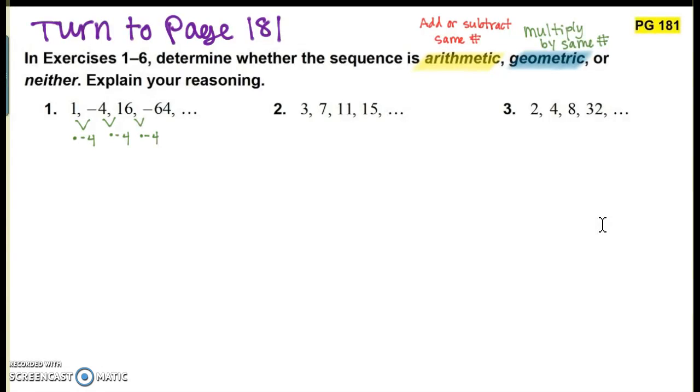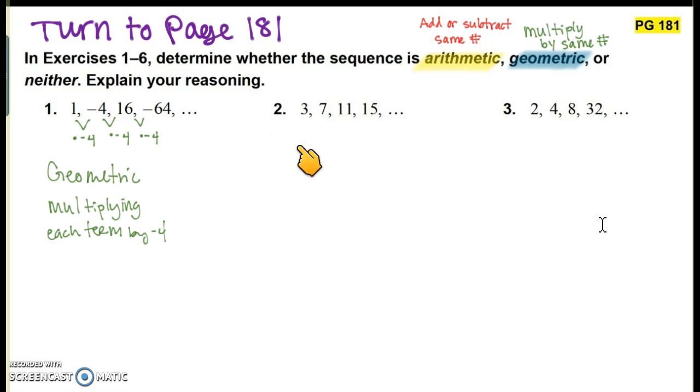And so in this case, we can say that this is geometric. And it's only geometric because we're multiplying each term by the same number. So we can write that down. We are multiplying each term by -4. So geometric. So now let's look at number 2.